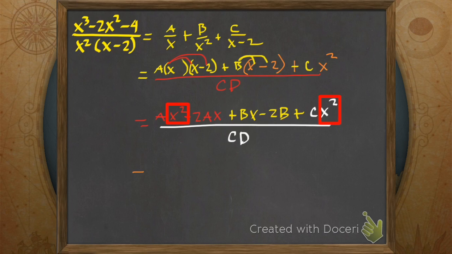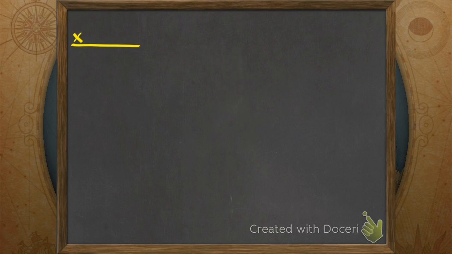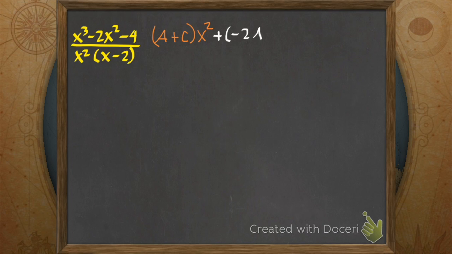We gather like terms. So we have an a plus cx, then we have a minus 2a plus bx, and that's a minus 2b is our constant, so we're matching up the coefficients to the left-hand side. So let me rewrite that so that we can have a little bit more room. And in doing so, we're trying to find our a, our b, and our c.